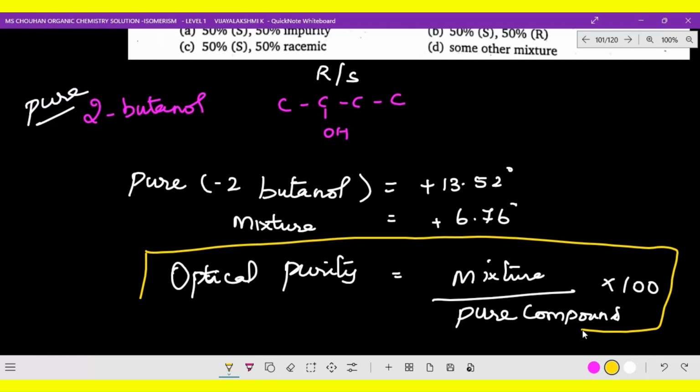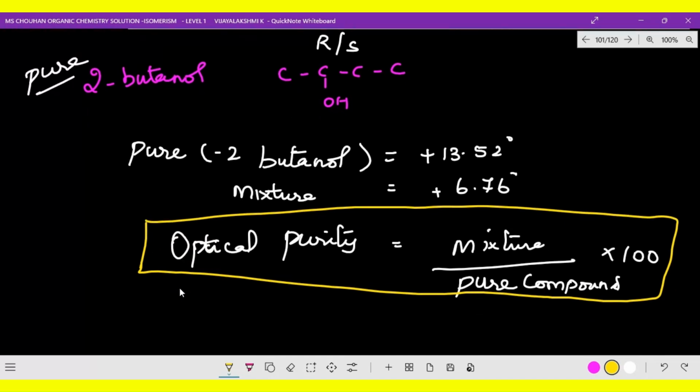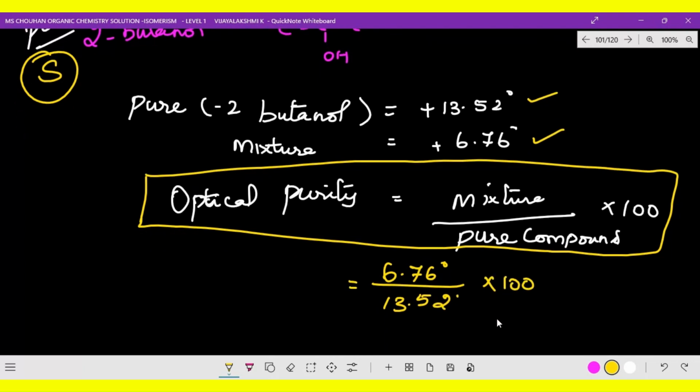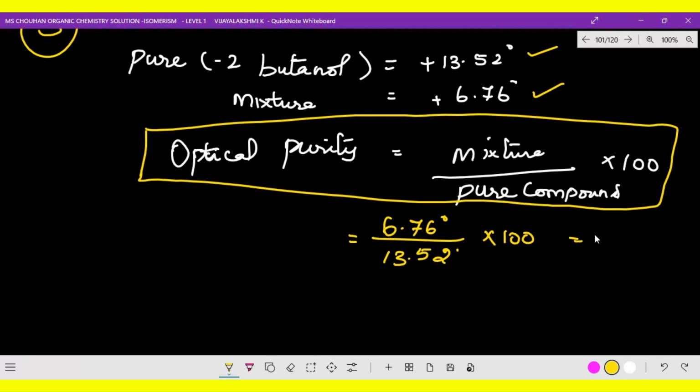We have to calculate optical purity so that we can identify what is the percentage of R and S, S only or R only. So here they have given S-butanol. Let us identify how much it is with this small formula. The mixture they have given is 6.76 degrees, divided by the pure compound, 13.52 degrees, into 100. When you calculate this value, you will get 50 percent.